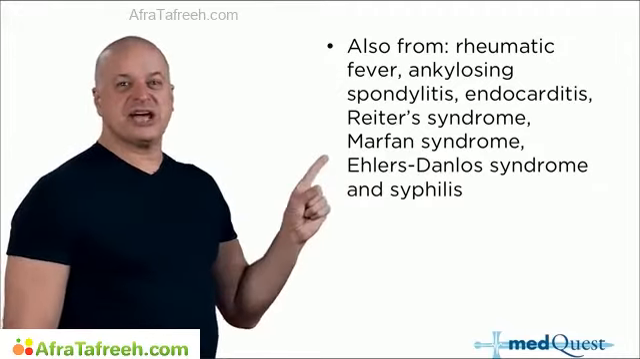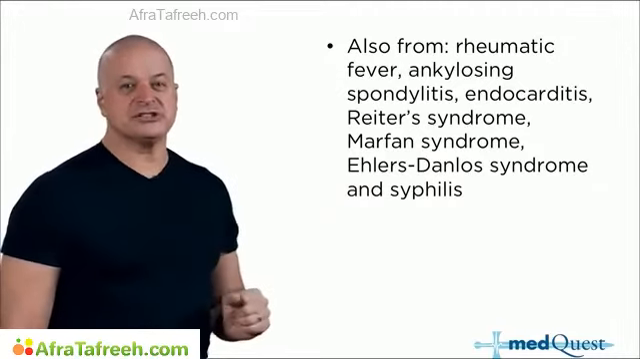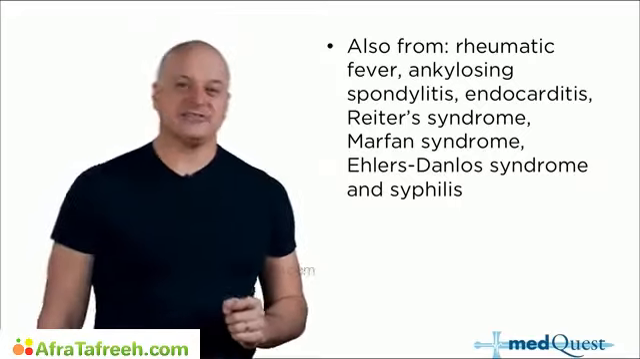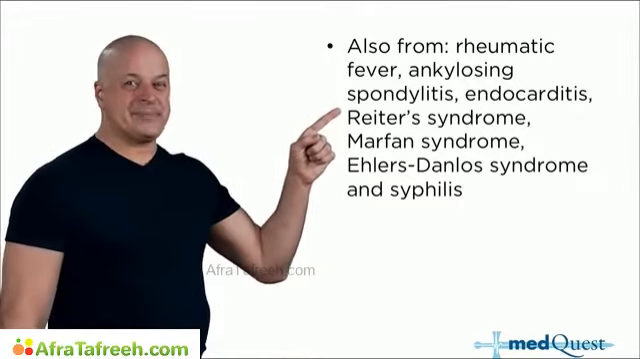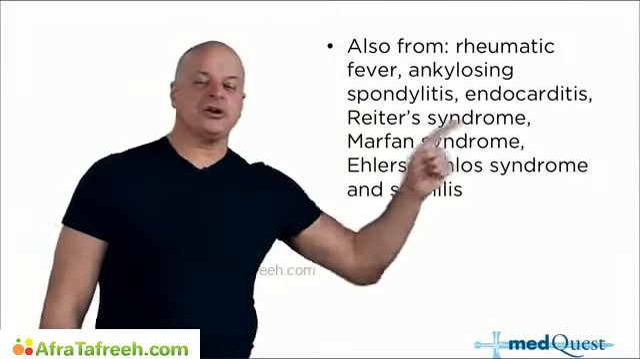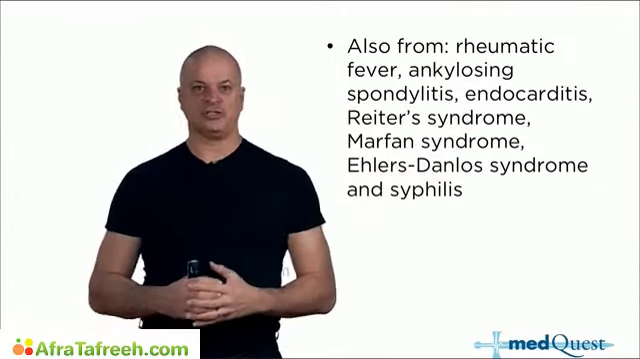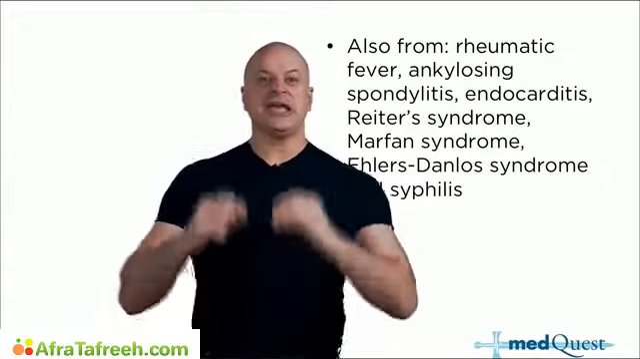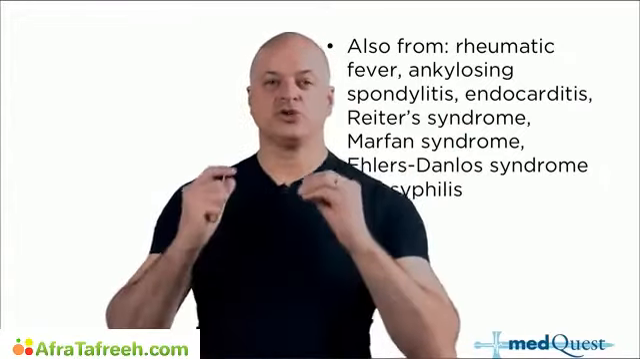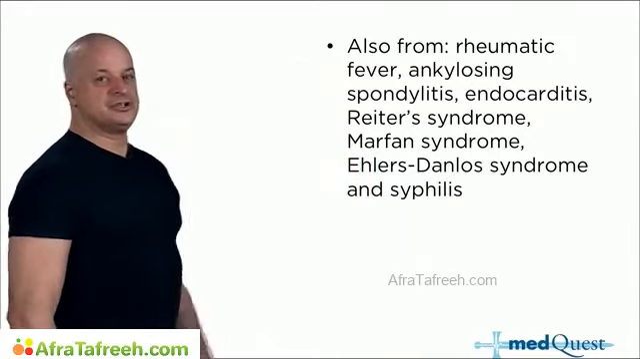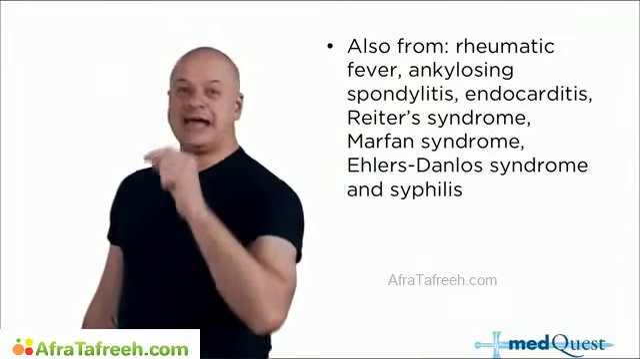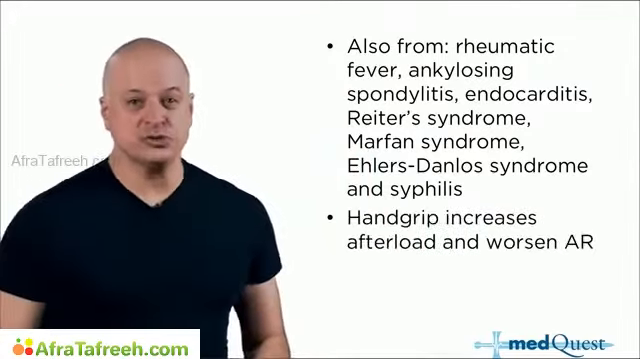And Marfan's dilates things. And Reiter's syndrome is a reactive arthritis with HLA-B27. This is the HLA-B27 thing. Endocarditis does it because endocarditis causes vascular insufficiency and dilates the aortic root. All of these things are different ways of saying, do you know what dilates the aortic root?